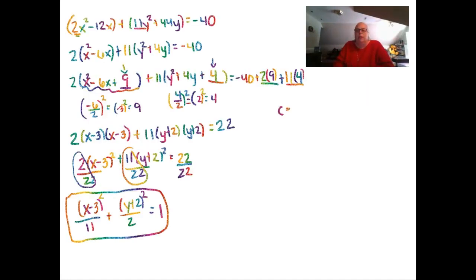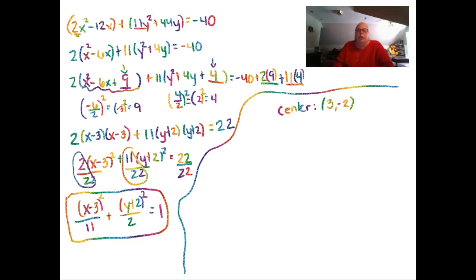All right, the center. Let's make some room right here. The center comes out of the numerators. We've got a positive 3 and a negative 2. The major axis is going to be horizontal, and I know this because 11 is bigger than 2.